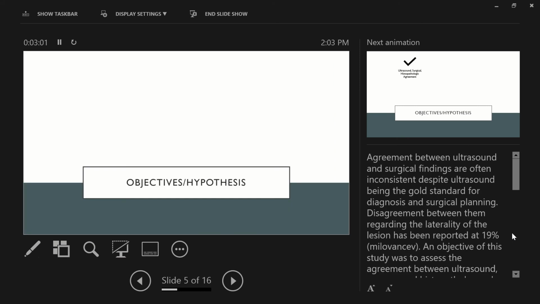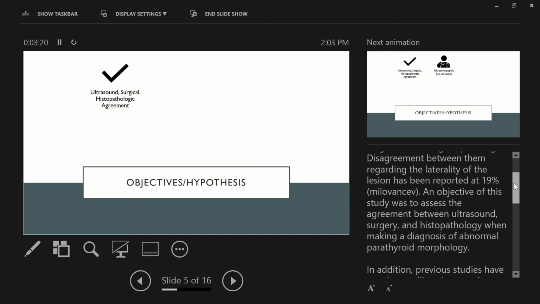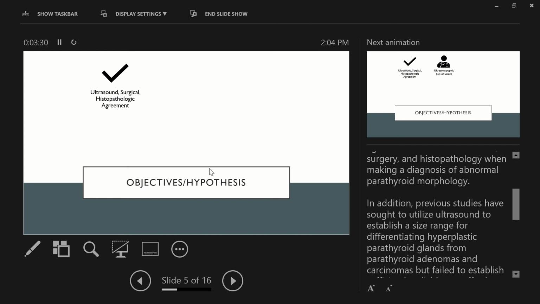So this leads us to our objectives, hypotheses, and reason for performing our study today. When looking at agreement between ultrasound and surgical findings, they're often inconsistent in previous studies, despite ultrasound being this gold standard for diagnosis and surgical planning. Disagreement between the laterality of a lesion has been reported at up to 19%. So an objective of this study was to assess the agreement between ultrasound, surgery, as well as histopathology when making a diagnosis of abnormal parathyroid morphology.